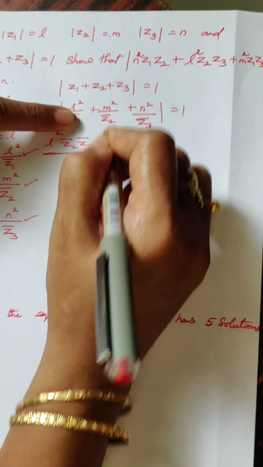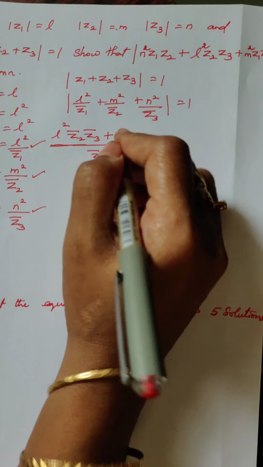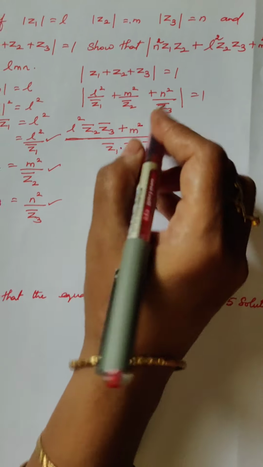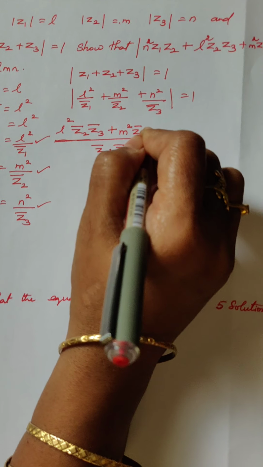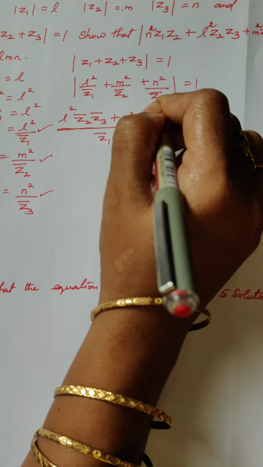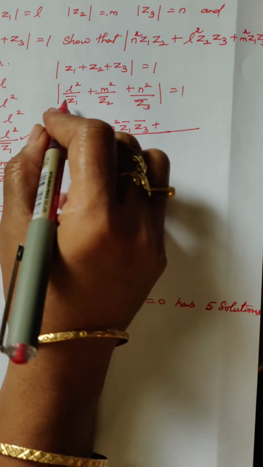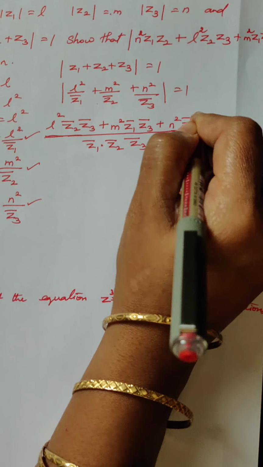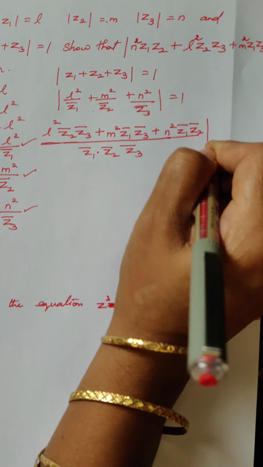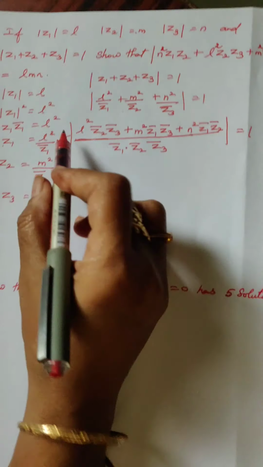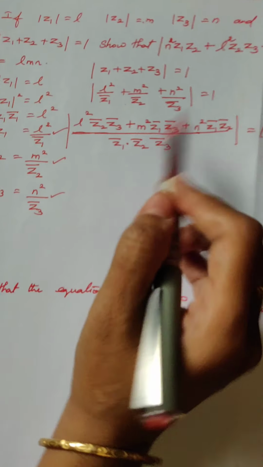Clear now? Plus again z2 bar is left out. So m square z1 bar into z3 bar plus z3 bar left out. So the remaining two part is n square z1 bar into z2 bar, full modulus equal to 1. Is it clear now? So it is of the form division of the two complex numbers.